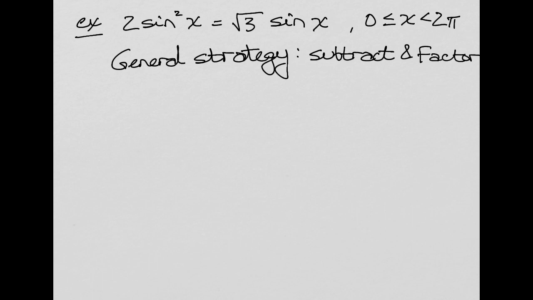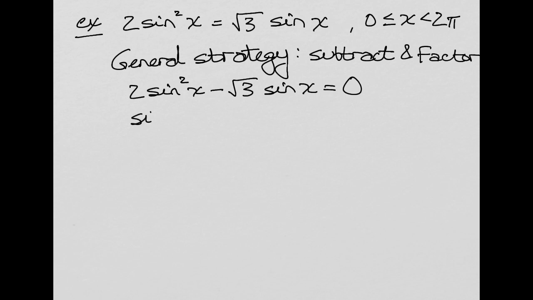So I'm going to go to the left here, 2 sine squared x minus root 3 sine x. There's nothing on the right now, so that's equals 0. And now I have sine x in both terms, so I'm going to factor it out. As noted. Let's see, what do I have? I have sine x times 2 sine x minus root 3.